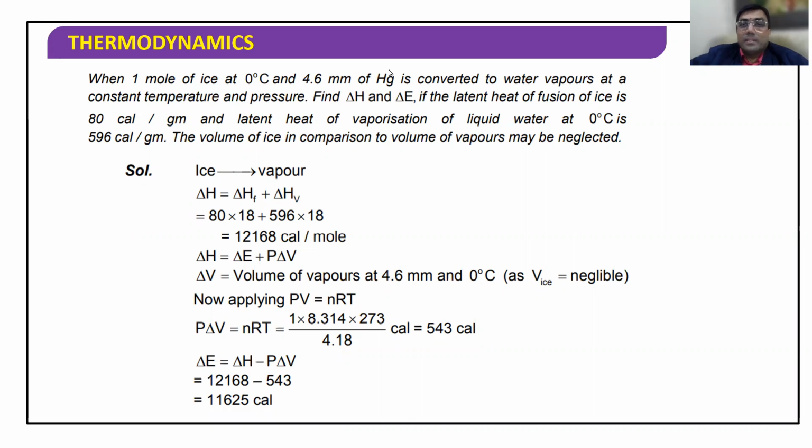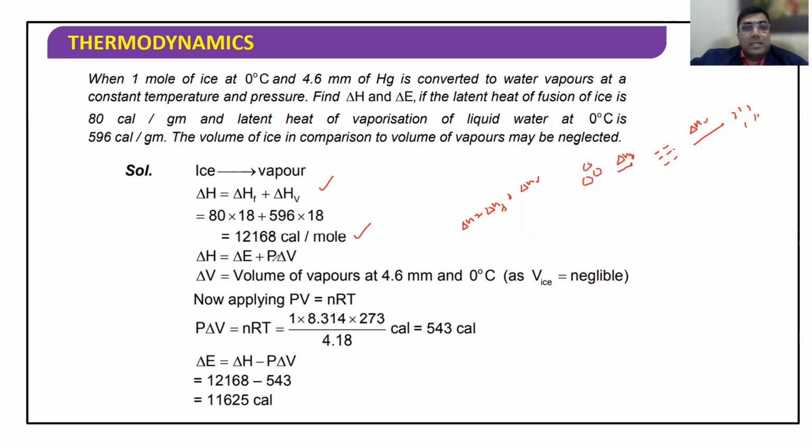Yes, sir. See, this is ice. This should be converted into liquid. This is heat of fusion. And this should be converted into vapor. This is a liquid. So this is vaporization. Clear? So total heat will be how much? Delta H fusion plus delta H vaporization. So that's what it is. You get 12168 calories per mole. Any doubt? No, sir.